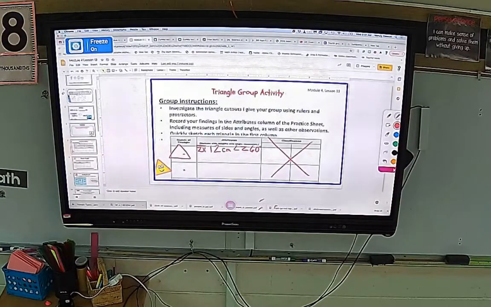So guys, you're gonna have a lot in those boxes. You're gonna have 6 things: 3 side measurements and 3 angle measurements. Okay, you have a lot in that box.